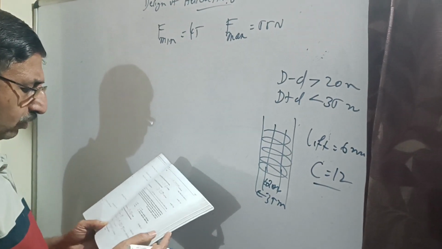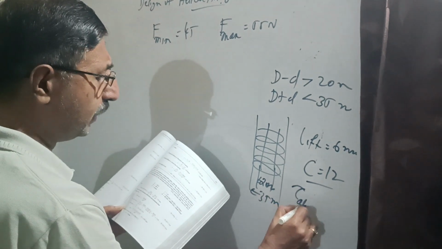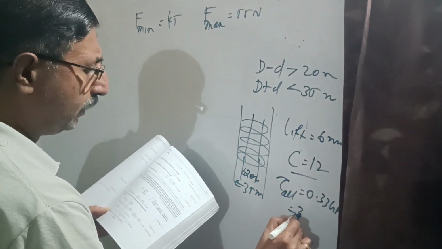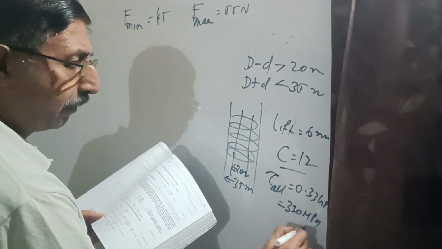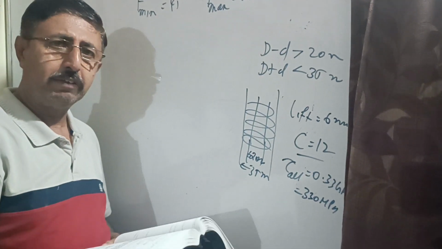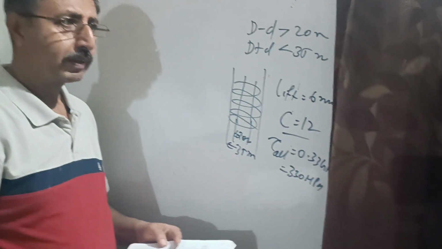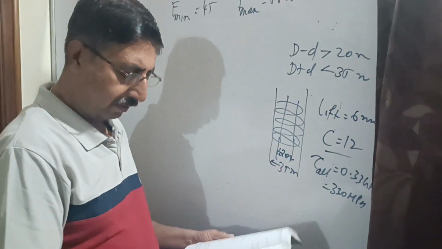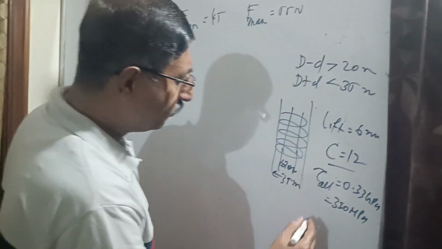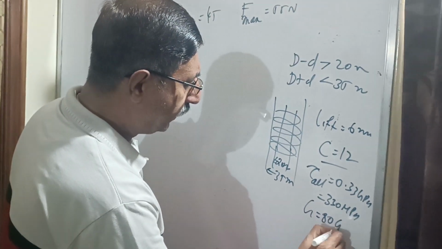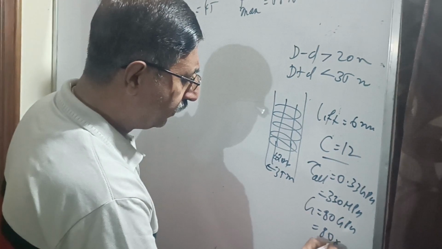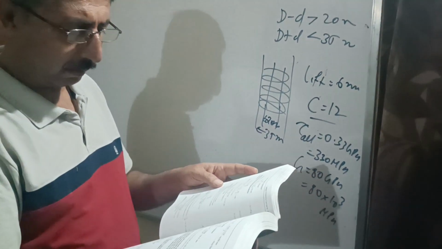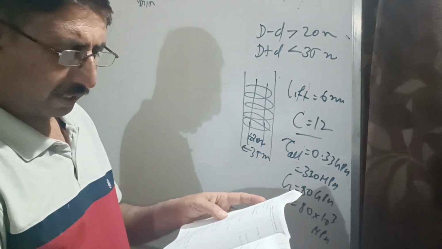The allowable stress, tau allowable, is given here directly as 0.33 GPa. 0.33 GPa is also equal to 330 MPa, correct? 0.33 GPa into 10 raised to 3, that is 330 MPa. Now, modulus of rigidity is given. That is 80 GPa. 80 GPa means 80 into 10 raised to 3 MPa. Megapascal is also equal to Newton per mm square. We all know that.